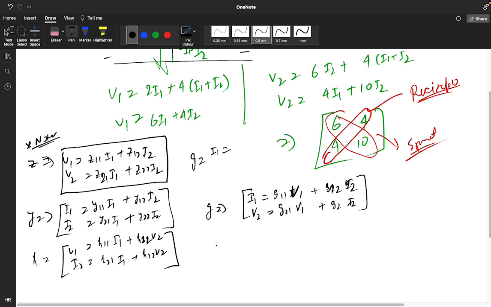What about the ABCD parameter? ABCD parameter or transmission line parameter. What do we have for the ABCD parameter? V1 is equal to A V2. Prasanna, what is the formula for the ABCD parameter?